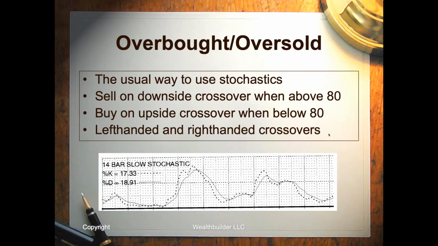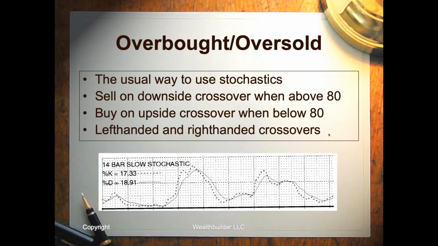Now, there's a concept in stochastics of right-handed and left-handed crossovers, which is another thing that very few people look at. But all of the people I mentioned, George Lane, I mentioned Larry Williams, they also look at left-handed and right-handed crossovers. So let me tell you what that means. Let's go back to that first crossover, the one by stochastics. And you can see the peak of the percent D, that's the solid line. And then you can see that the percent K crosses over the percent D on the right-hand side of the percent D. So in other words, it comes after the peak in the percent D. That's a right-handed crossover. And that's considered to be less powerful than a left-handed crossover, which would be where it crosses over to the left of the peak in the percent D.